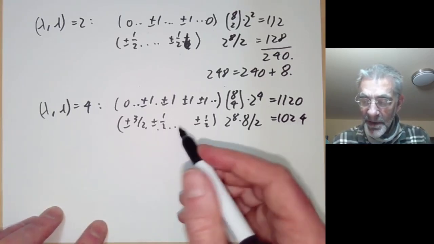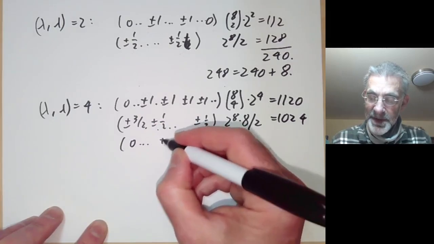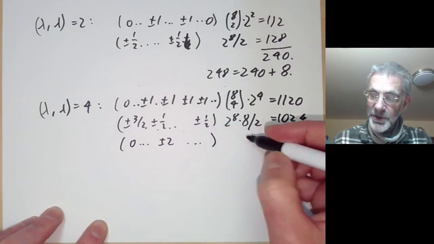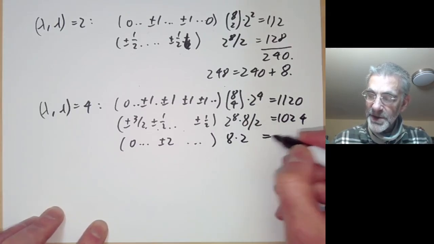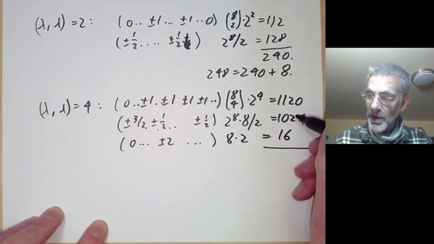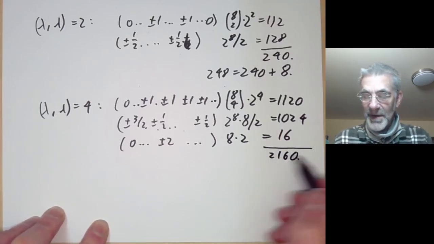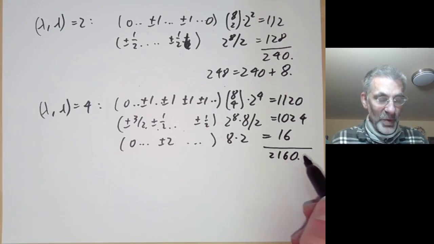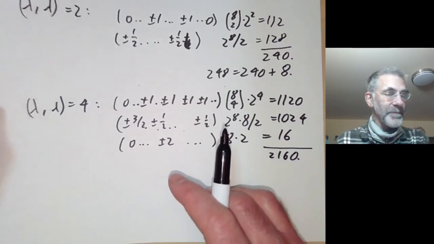So we've obviously missed out some vectors, and in fact we've missed out the vectors which have a single entry that's plus or minus 2, and the number of these is 8 times 2, which is 16, and if we add these all up we should get 2160. So we do indeed get the number of norm 4 vectors predicted by modular form theory.